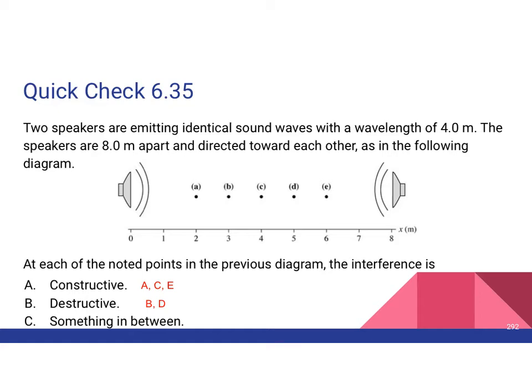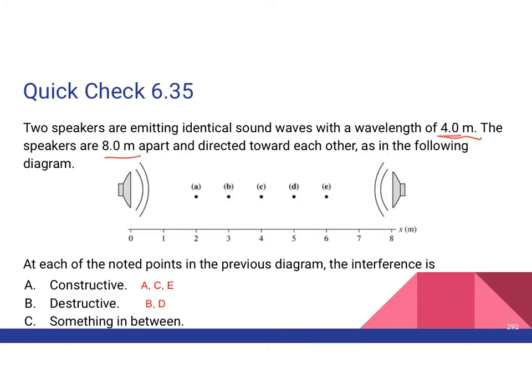All right, so here's another quick check. I'm infamously having all the answers already out there. Oh, well, I'll fix that for next year. No, I won't. All right, so we have two speakers. They are 8 meters apart, and they have a wavelength of 4 meters. These two speakers are putting out identical sound waves.